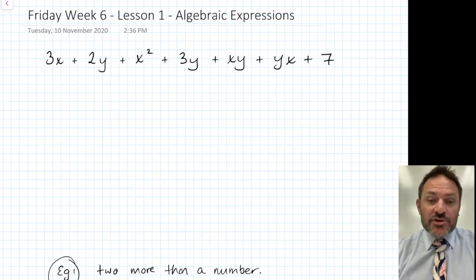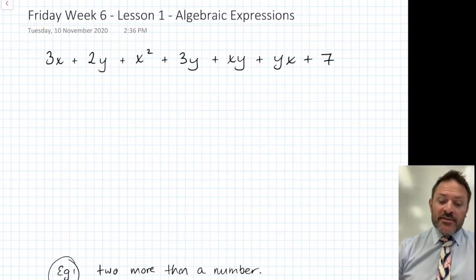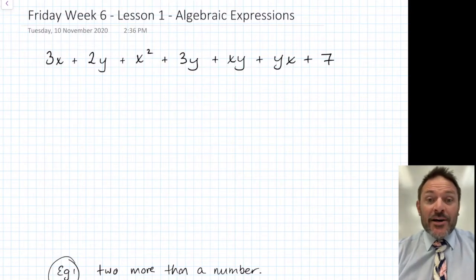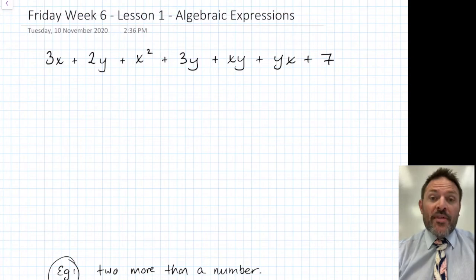We are looking at algebraic expressions. It's going to be a very quick, very easy lesson. Hopefully I'll keep these under about 8 minutes. So a couple of things, as you can see on the board here, we have a nice algebraic expression. I wonder if you can remember what that means.